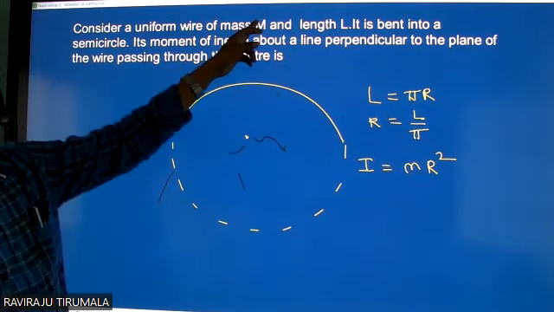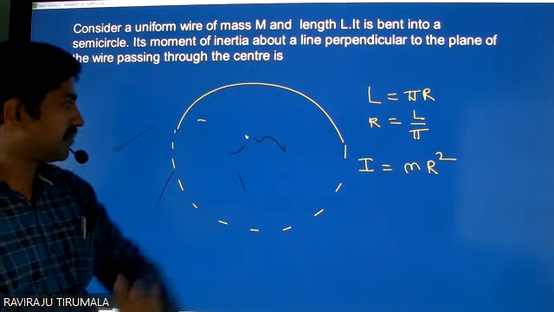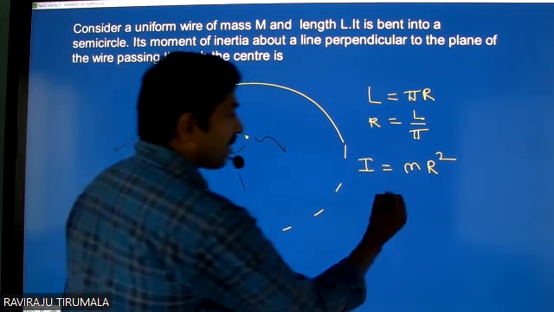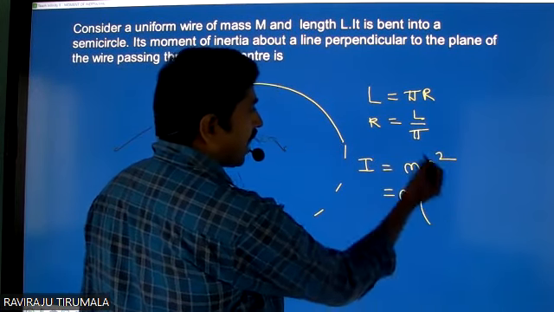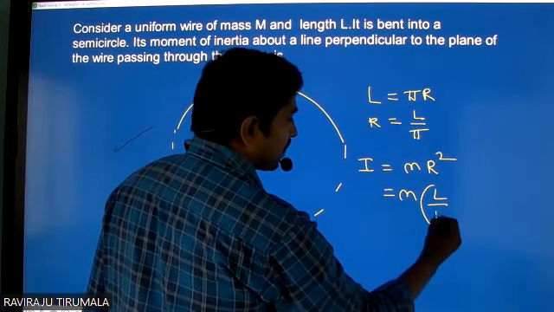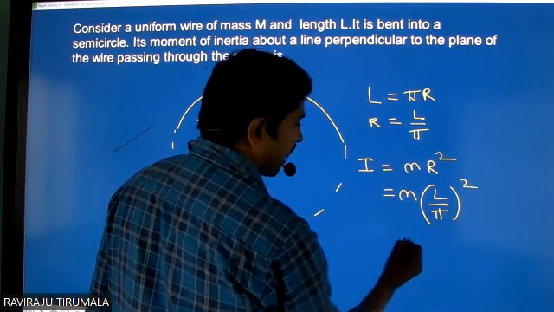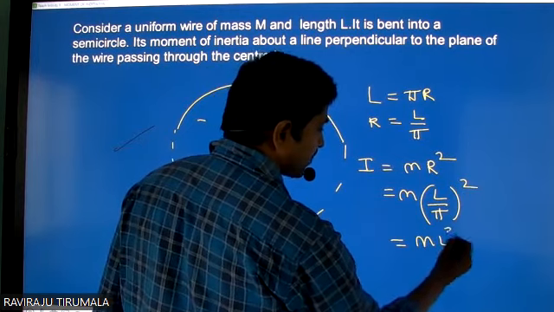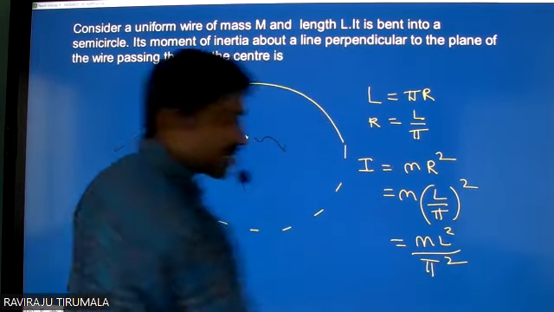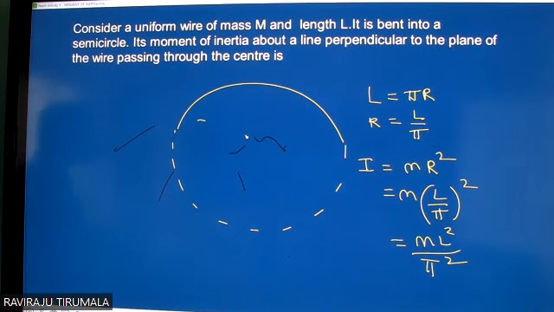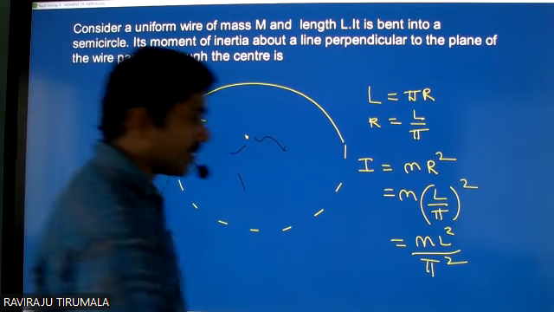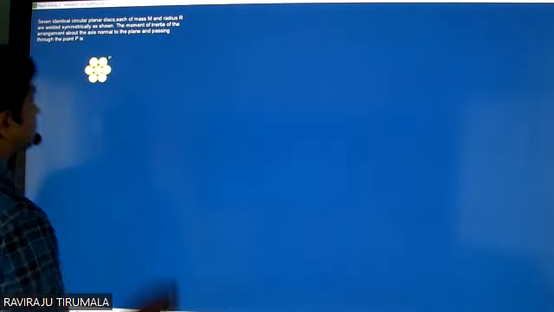But that was only given in the question. Na? So no need to change it. M. Radius R. But R was not given. So we have written R in terms of L by pi. Na? So you can write M into L by pi whole square, which is equal to ml square by pi square. This is the formula for moment of inertia in case of semicircle in this particular question. All of you understand? Now, come to the next question then.